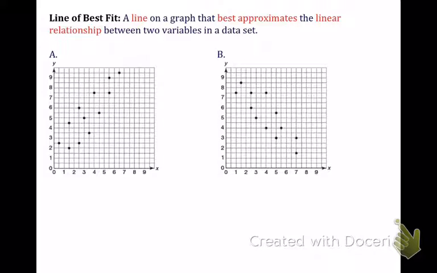So we have two examples of data. These are about 12 points each. And just looking at it, you should notice that one's kind of going up, the other one's kind of going down. The first one, we say it has a positive correlation because it's going up. And the second one is a negative correlation because it's going down.